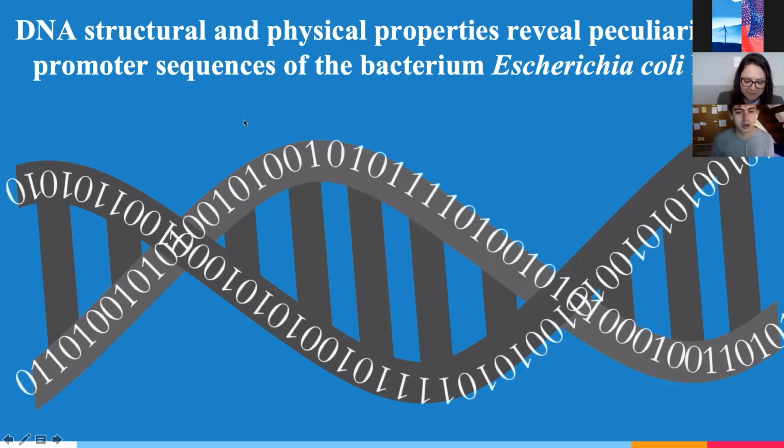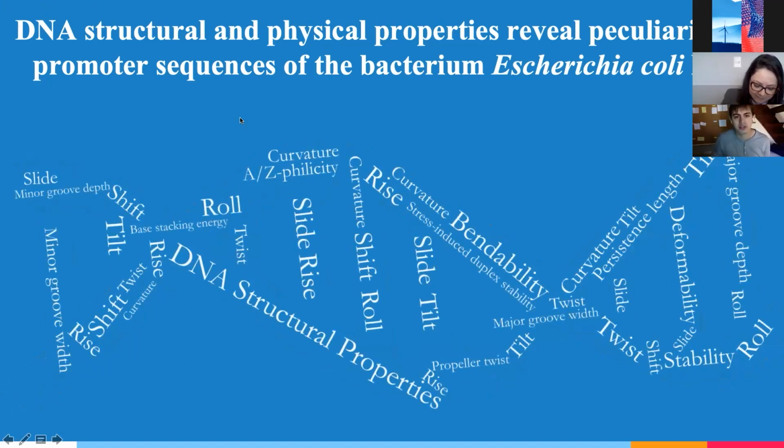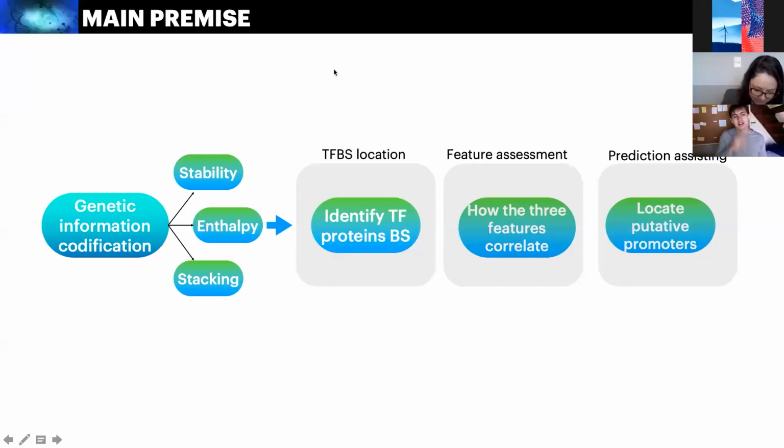I will continue from now on presenting the results that we have obtained with the study, namely DNA structure and physical properties, review peculiarities in promoter sequences of the bacterium Escherichia coli K12. The main premise that has conducted us in developing this study is by taking a look at a DNA sequence, not only by the 4 letters that compose it, but due to a series of physical attributes and structure attributes that can be used in order to represent a DNA molecule better than just sheer numbers.